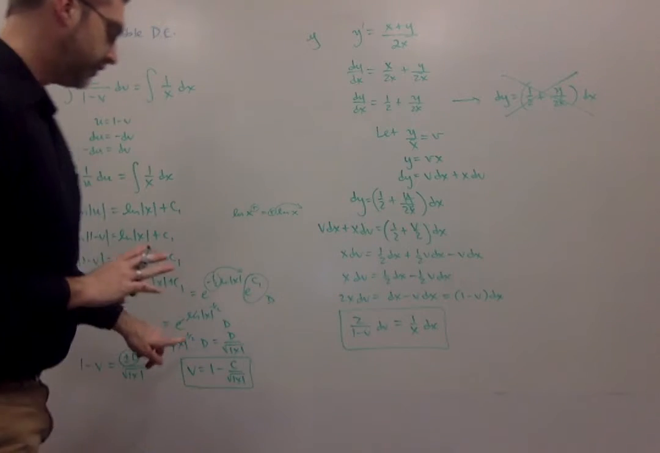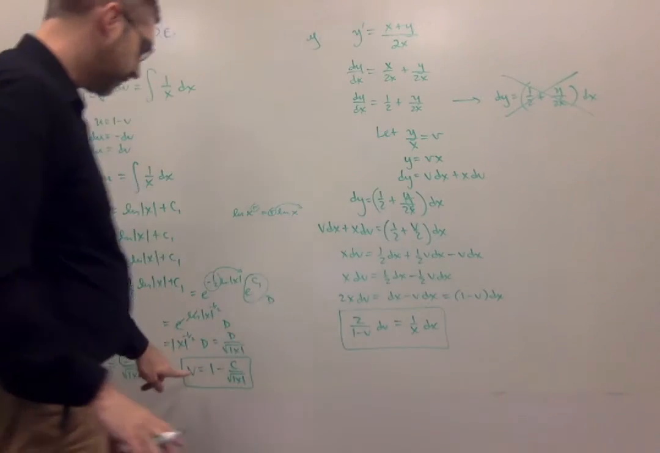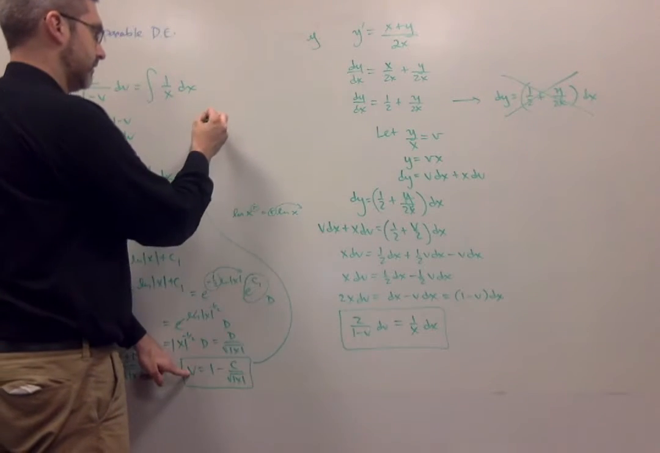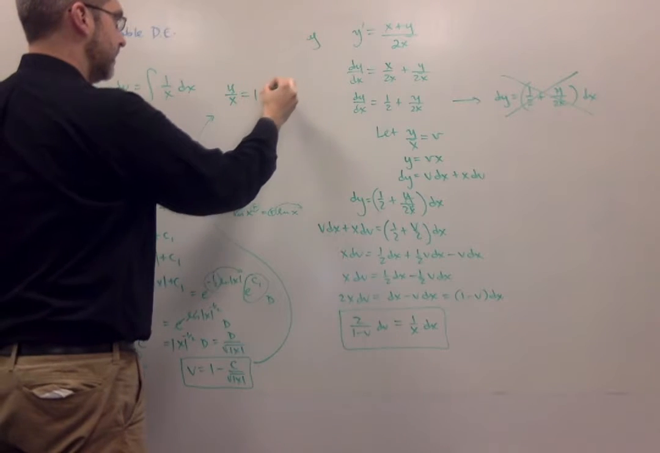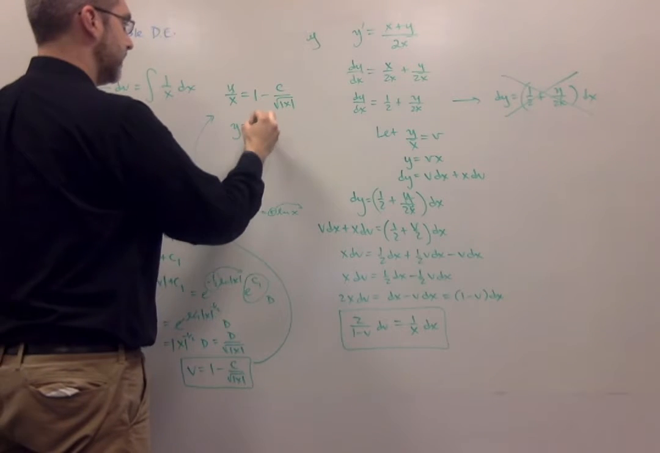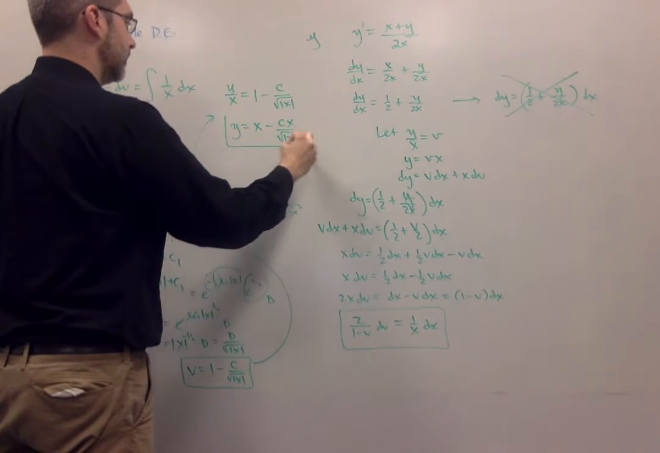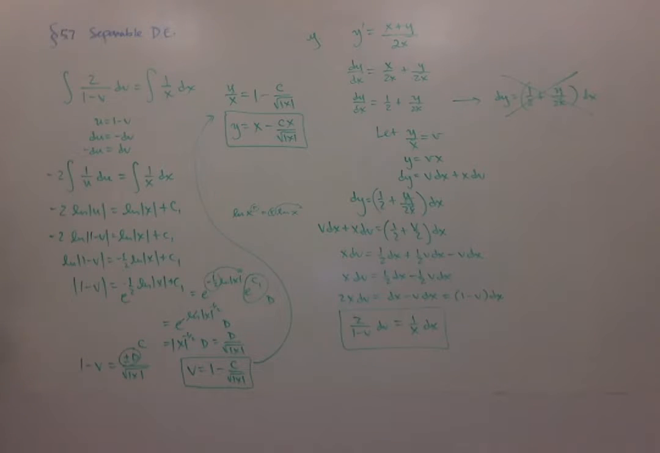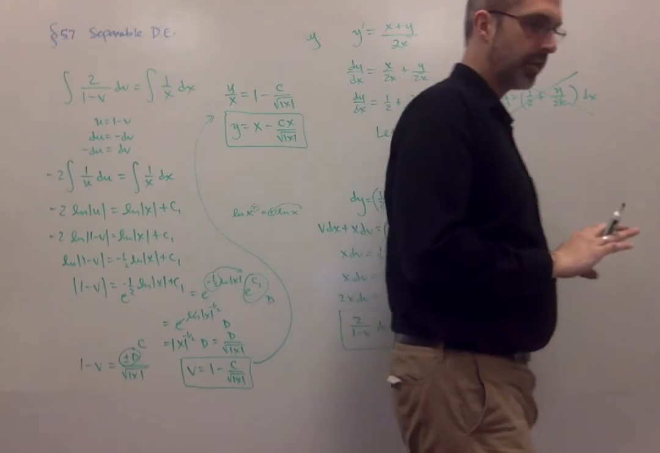But we did a substitution. v equals y over x. So to solve for y, I need to go back and plug that back in. So y over x is this equation. So y is going to be, I'm going to multiply through by x. That is my equation. Solve for y. Now that looks super ugly.